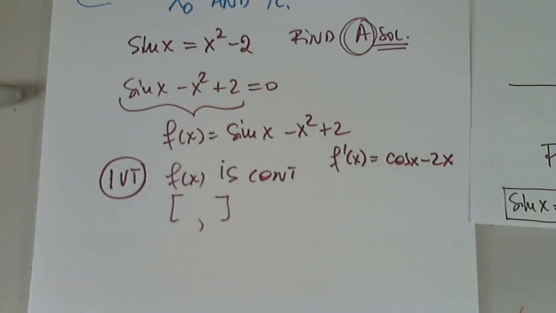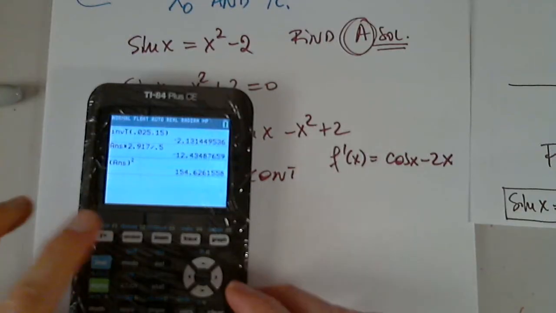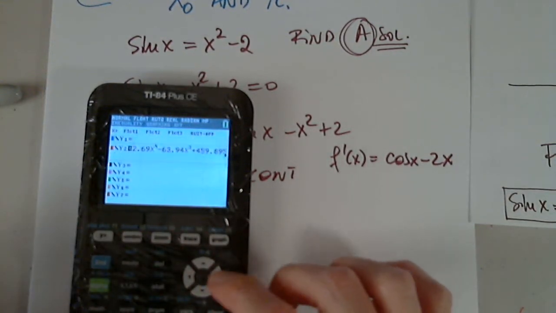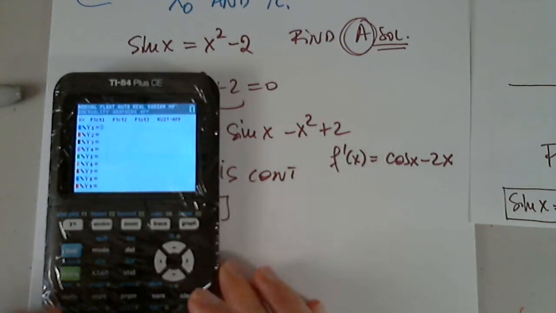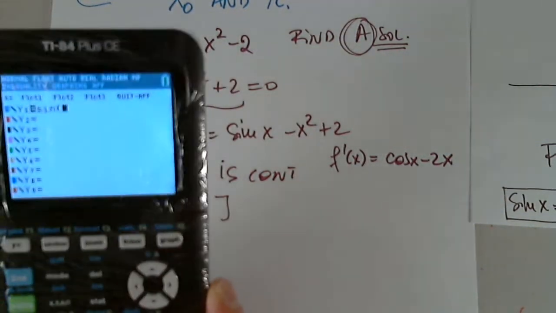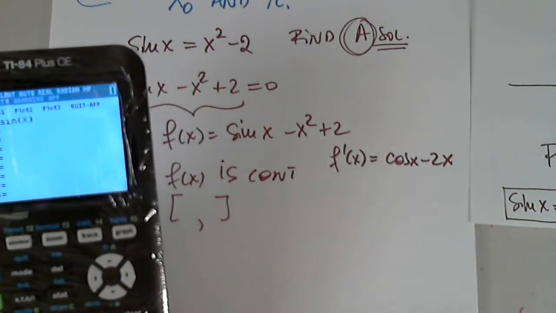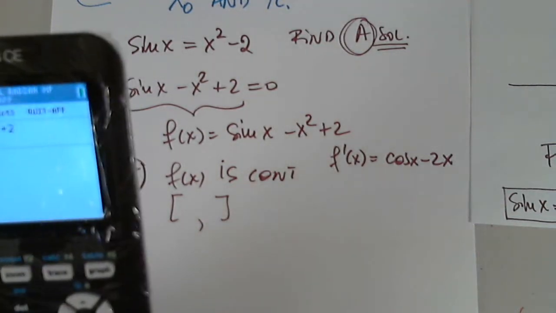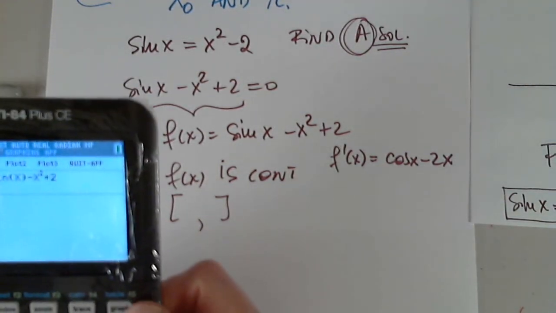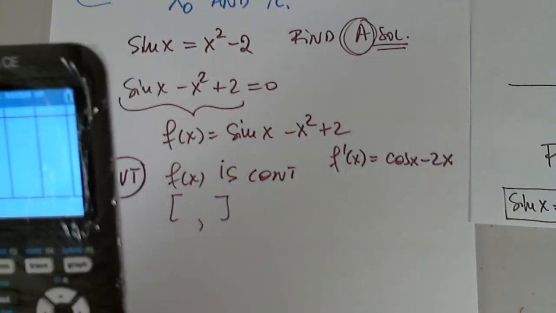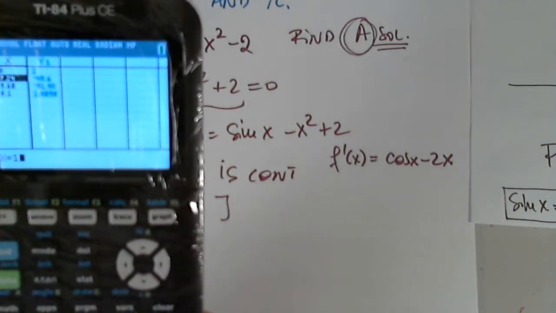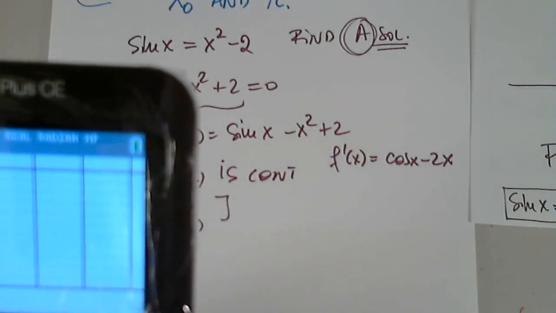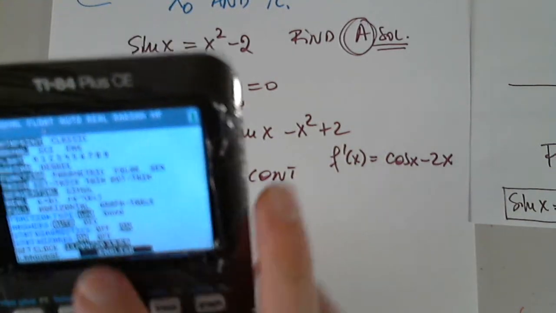So in the calculator, please punch in this function in y equals. Clear. Okay, so sine x, make sure your mode is in radian mode, minus x squared, and plus 2. And then I go to second table, and I will start by plugging in 0 and 1 and 2, and I'm happy.